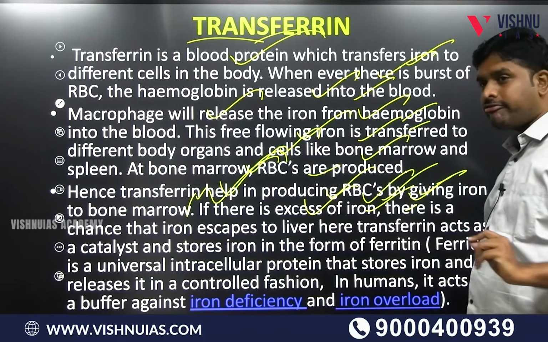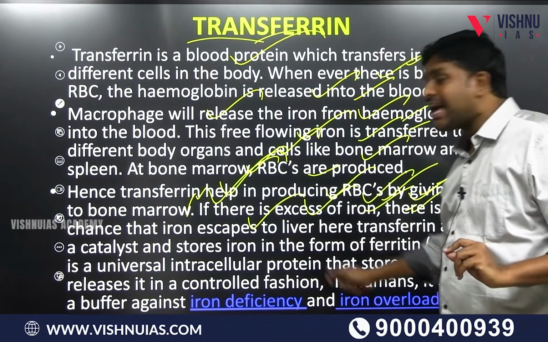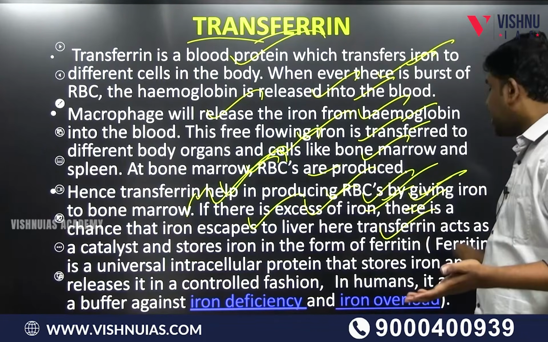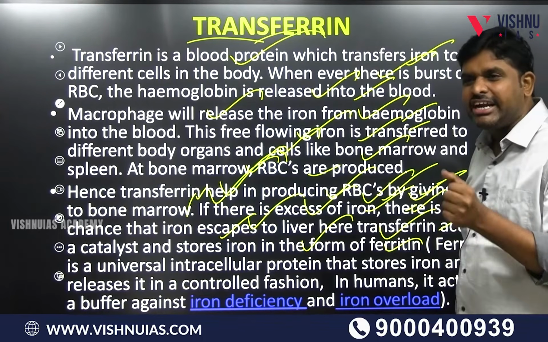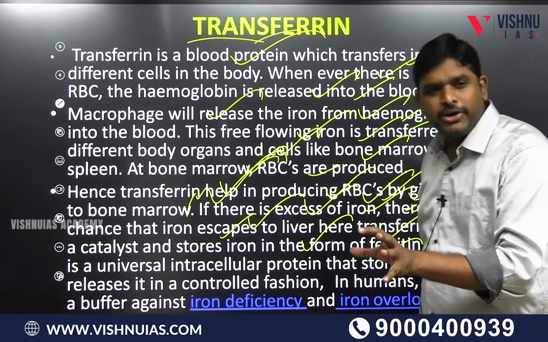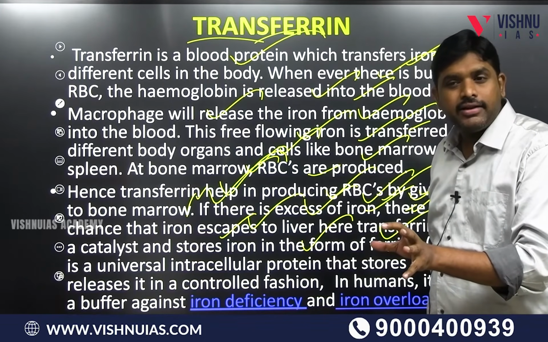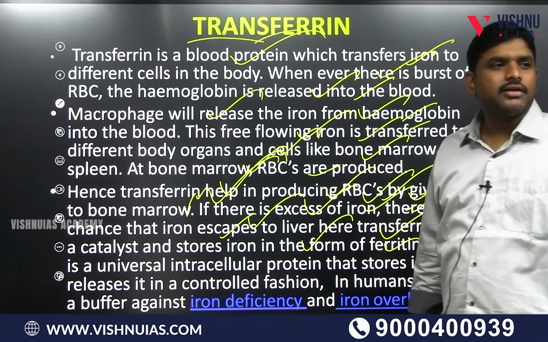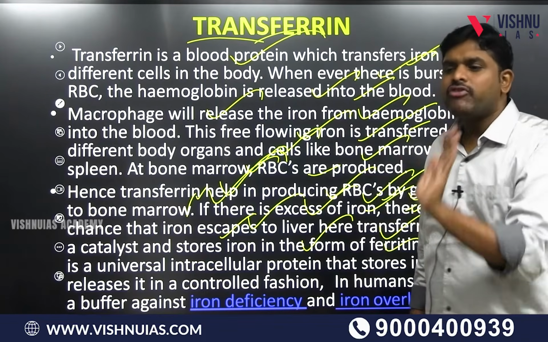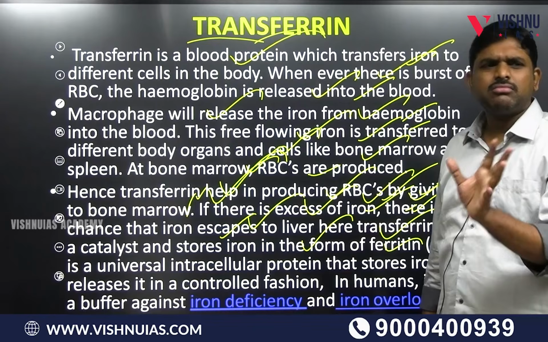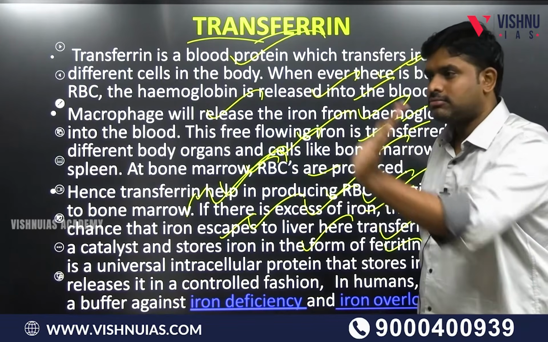If there is excess iron, there is a chance that iron escapes into the liver. Transferrin acts as a catalyst and stores iron in the form of ferritin. It converts iron into ferritin. Which iron? Excess iron. Excess iron will be converted into ferritin. Ferritin is like fat. It will be stored.